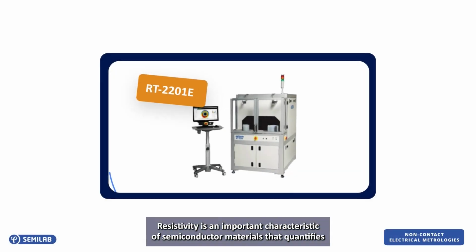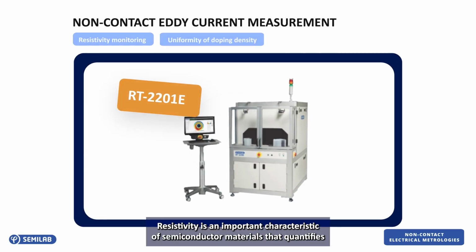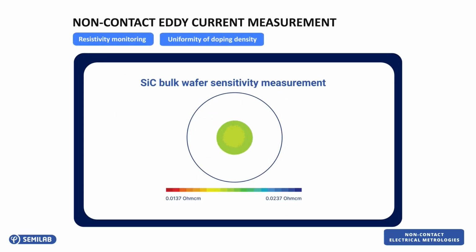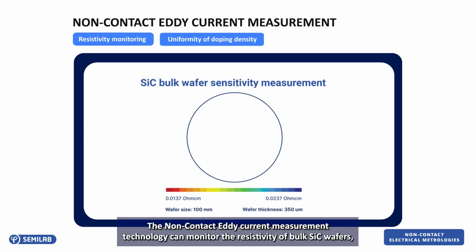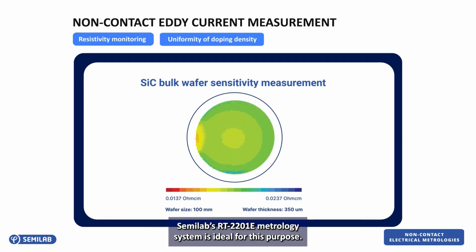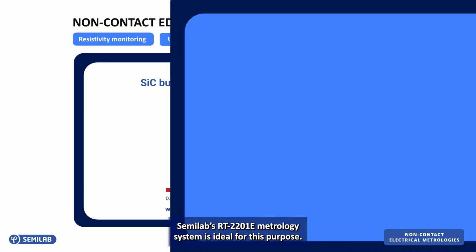Resistivity is an important characteristic of semiconductor materials that quantifies charge carriers' ability to travel along thin film. The non-contact eddy current measurement technology can monitor the resistivity of bulk SiC wafers, which provides information for substrate manufacturers about the uniformity of the doping density. Semilab's RT2201E metrology system is ideal for this purpose.